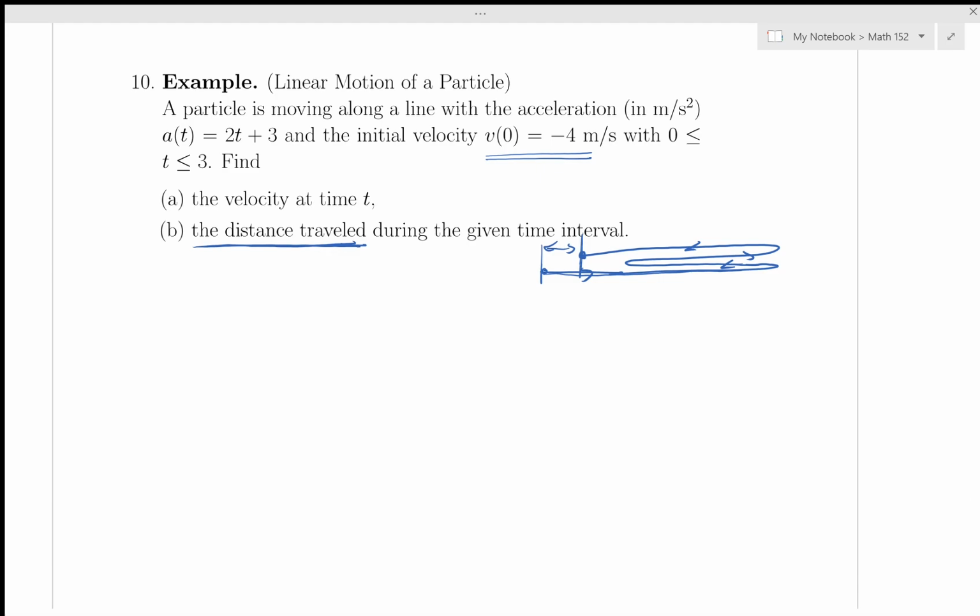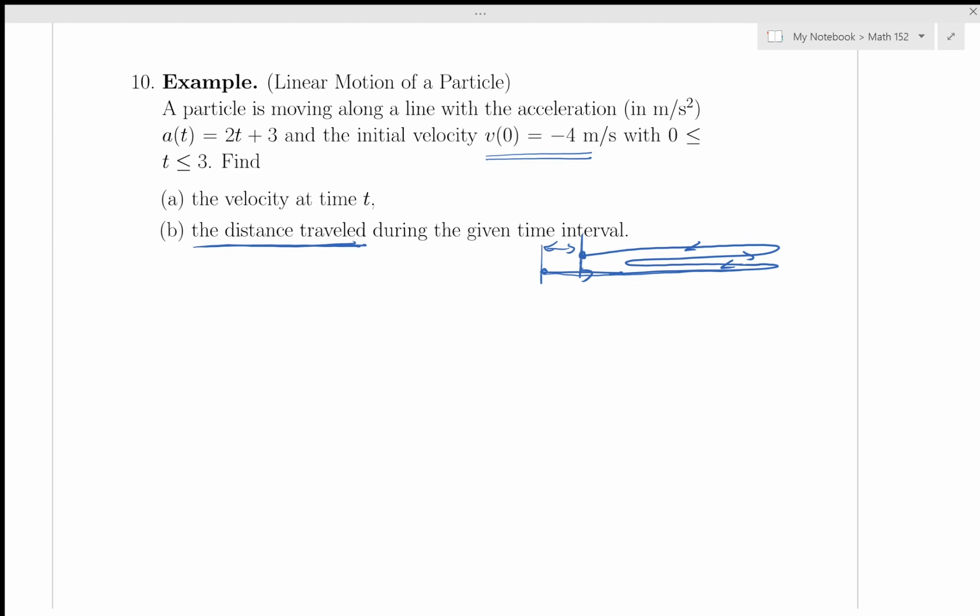In a non-COVID world, I wake up in the morning, I drive to SFU, I work, I drive back home. Clearly, I traveled some distance. In my case, probably about 60 kilometers total round trip. But at the end of the day, I'm back at my house, and my displacement is 0. Okay, important distinction. So let's answer these questions here.